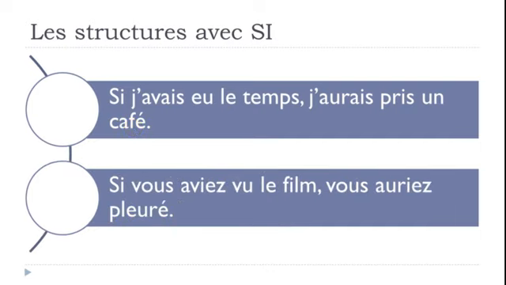Okay, let's see the second example. Si vous aviez vu le film, vous auriez pleuré. Okay, so here you have voir, and it's the plus que parfait form. Vous auriez pleuré. Here you get pleurer, to cry, and it's at the conditionnel passé form. Okay, so that's the classic structure that you can use if you want to express regrets, with this if structure.